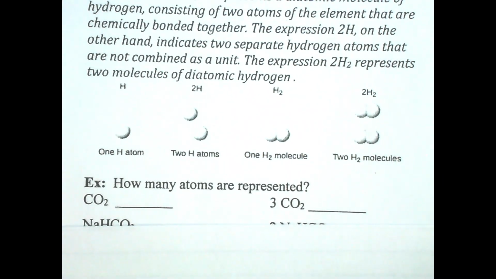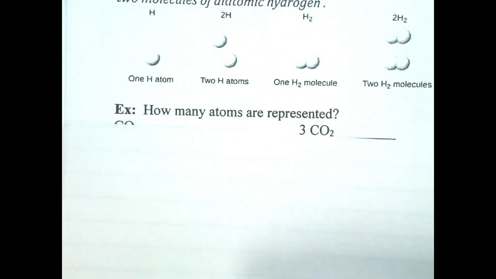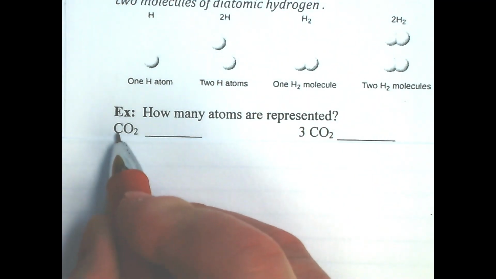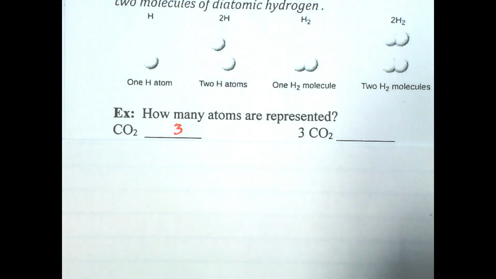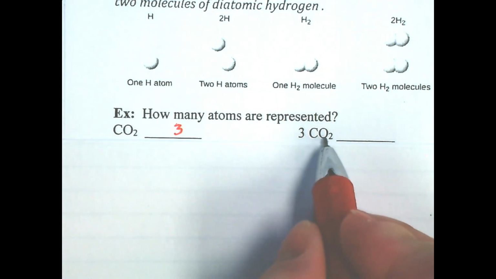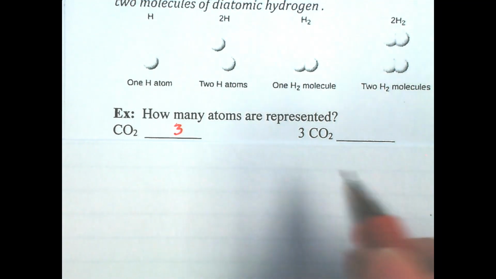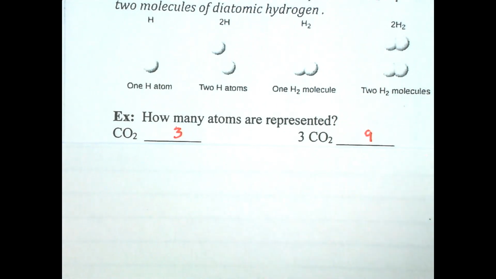So if we look at this first one, and it says how many atoms are represented. If I count up how many atoms there are present, I would say 1 of these and 2 of those. So altogether there are 3. How many atoms are here? Well, there are 3 in each one of these molecules, but I have 3 molecules. So altogether I would have 9 represented by that terminology.